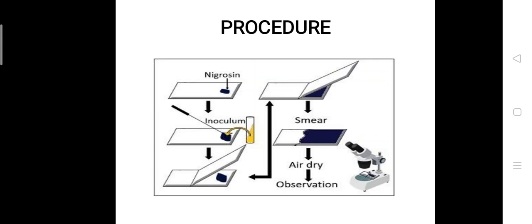Then place a slide against the drop of suspended organism at a 45-degree angle and allow the drop to spread along the edge of the applied slide. Now push the slide away from the drop of suspended organism to form a thin smear, and remember to air dry but do not heat fix the slide. Then examine the slide under oil immersion. So the interpretation is, the bacteria will show up as a clear spot against a dark background.